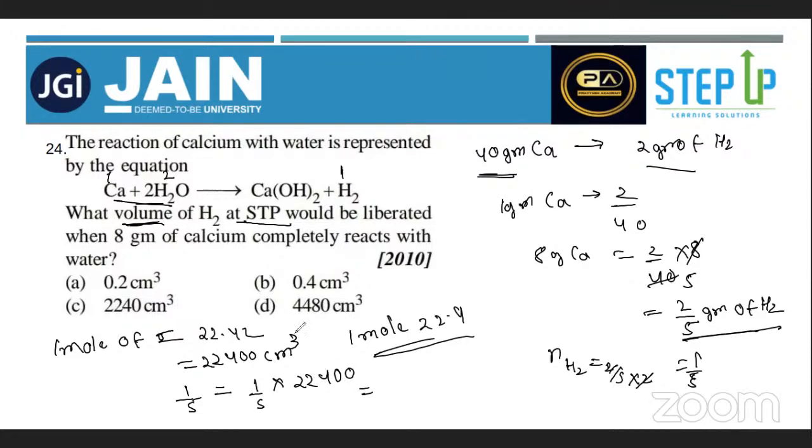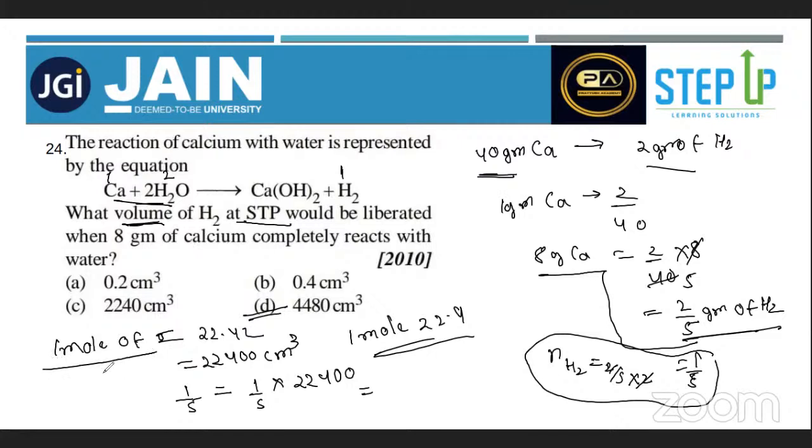First I found out how much hydrogen is formed from 8 gram. I converted that hydrogen into number of moles. Then, since 1 mole of anything at STP contains 22.4 liter, equivalent to 22400 cm3, 1 mole is this much, so 1 by 5 mole will be this much. I calculated that. Let's see what is the right answer.